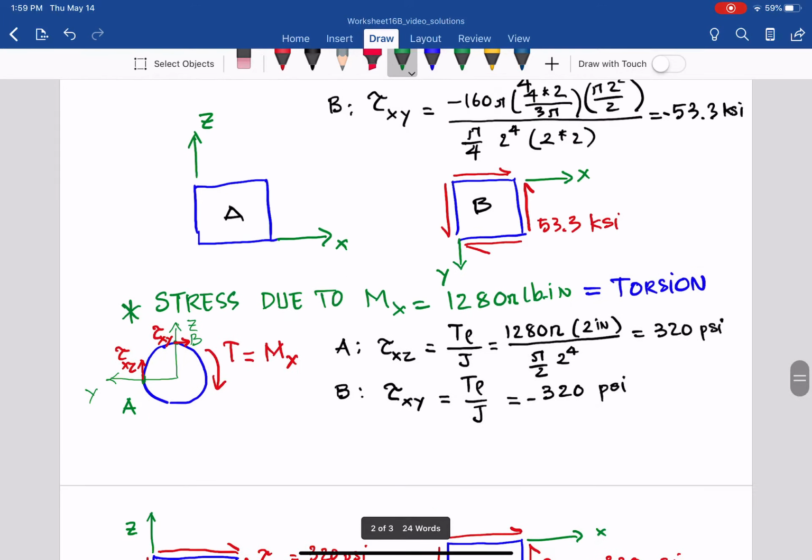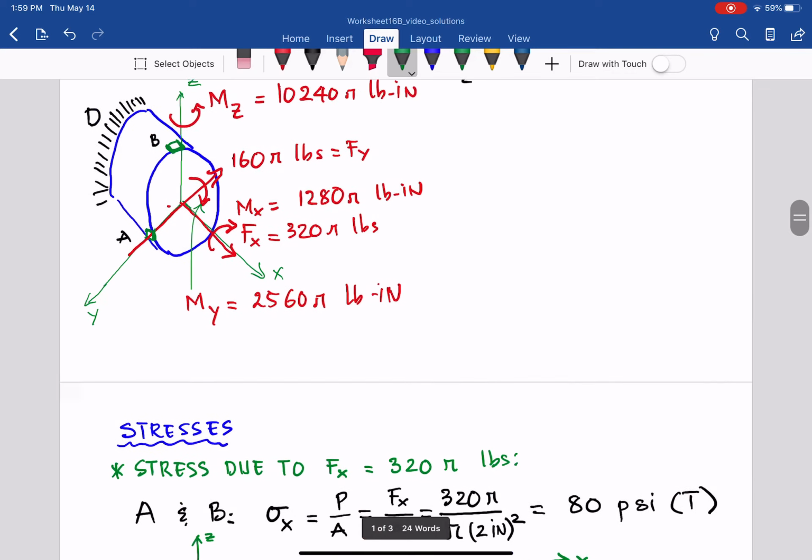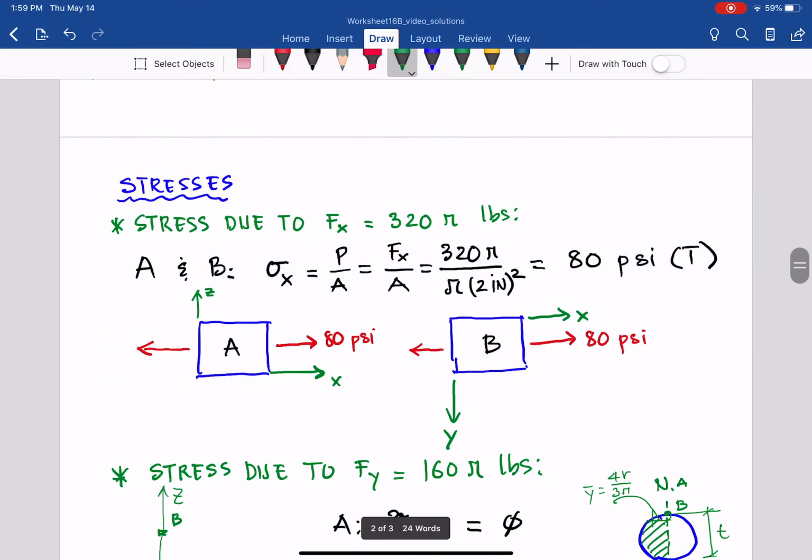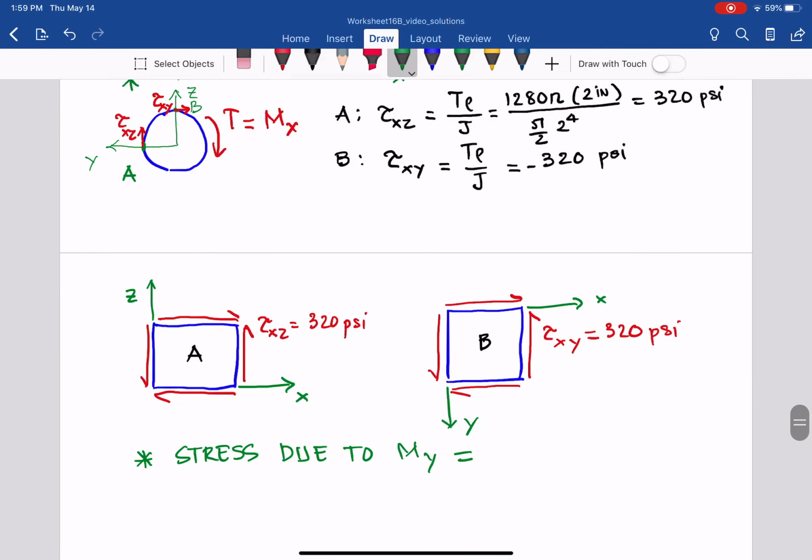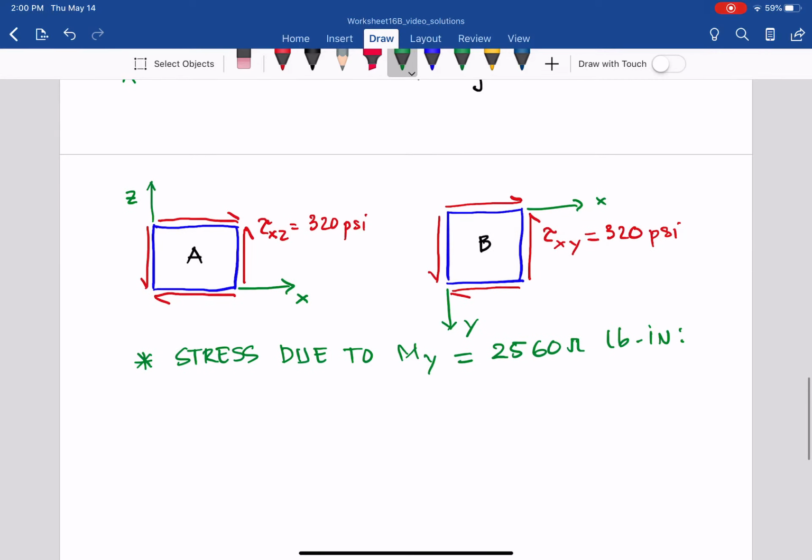And my equal to 2560 pi per inch. Then we can go ahead to draw the cross section to be easy to visualize.